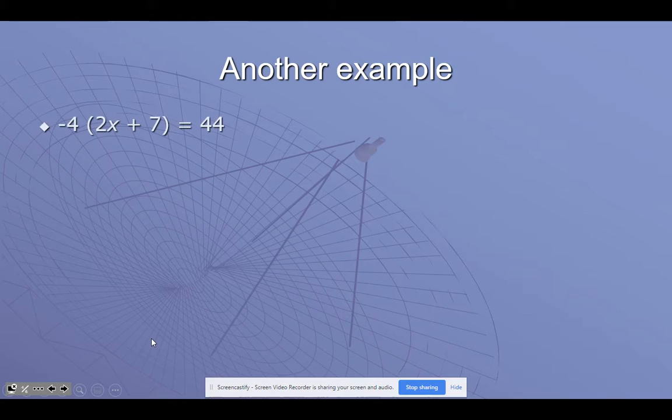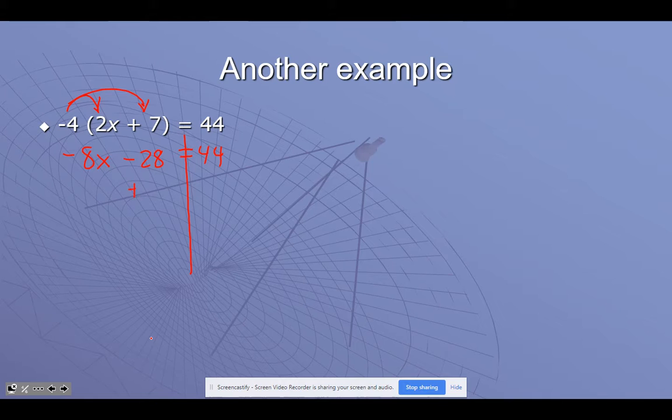Here's an example for you to try. Pause the video at this point to give yourself a chance to try on your own. So I first want to draw my mirror down, and I want to distribute to everything in parentheses. That gives me negative 8x minus 28 equals 44. Again, if you haven't memorized your properties, you still should be writing them to the right.